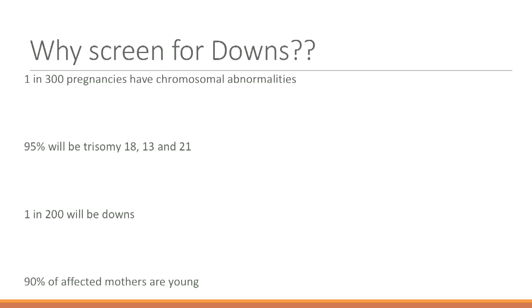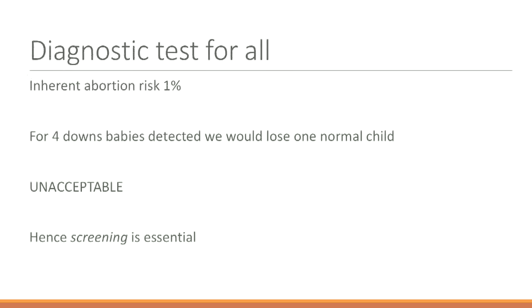Now, if you say that Down syndrome is such a huge problem, then why not do a diagnostic test for all? Why don't we just stick the needle into all pregnant women and try to find out if each of these babies is normal or abnormal? Now, the problem here is that the diagnostic test carries the risk of abortion. So, if you have an inherent risk of abortion, say around 1%, it means that for every 4 babies with Down syndrome that you pick up, you will lose 1 normal child, and losing a normal child is totally unacceptable, and that is why you need to have screening.